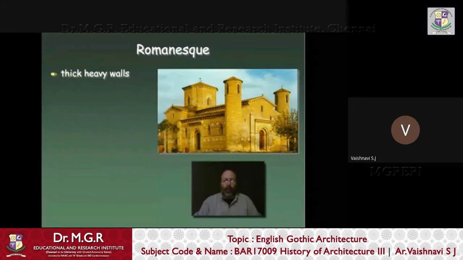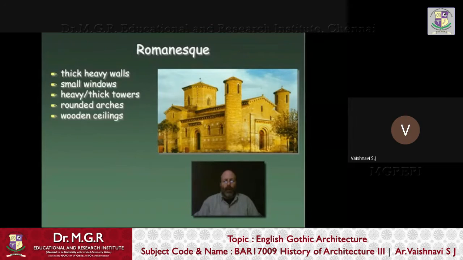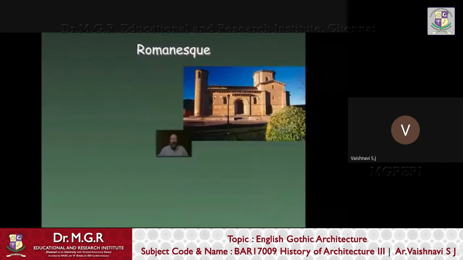So here is the list of things that characterize Romanesque architecture: thick, heavy walls, small windows, heavy, thick towers, rounded arches, wooden ceilings. Also, they were limited in height. They couldn't go too high. And you can see here in these.